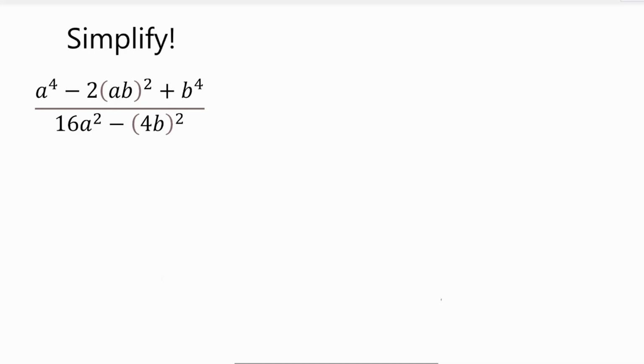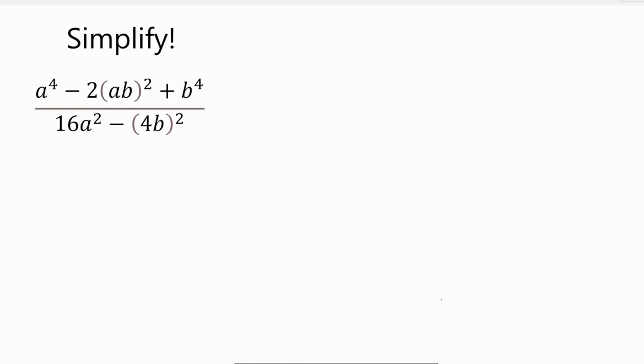Hello everybody. In this video we're going to simplify the given expression here. Okay, so the expression given to us is a to the power of 4 minus 2(ab) squared plus b to the power of 4, all over 16a squared minus (4b) squared. We want to simplify this into the least possible amount of terms.